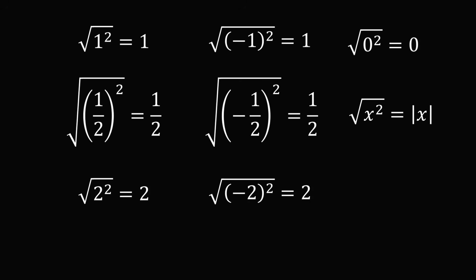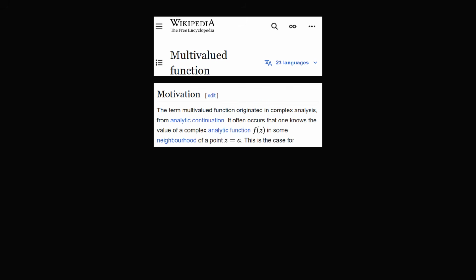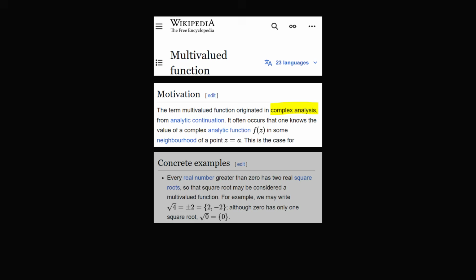But there is an exception to the rule. If you browse Wikipedia, you might come across multi-valued functions. What's the motivation? It comes up in complex analysis. And if you skim further down in the article, there is an example given that every real number greater than 0 has two real square roots. So that square root may be considered a multi-valued function.